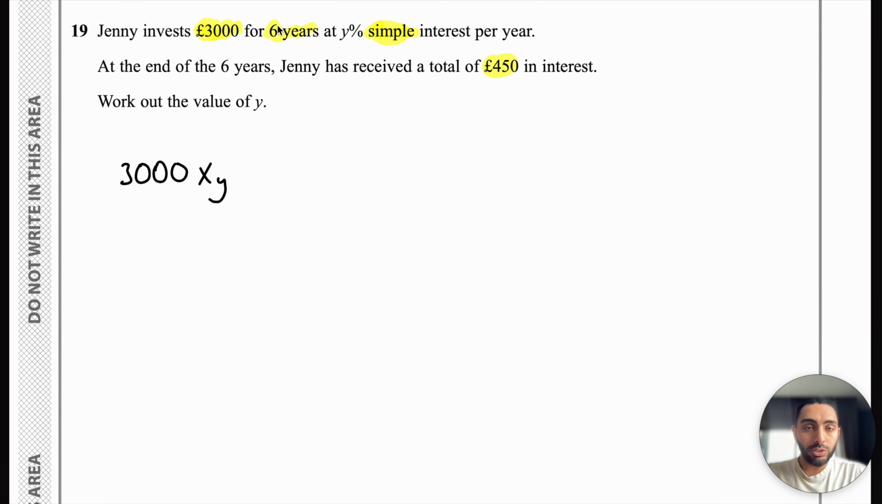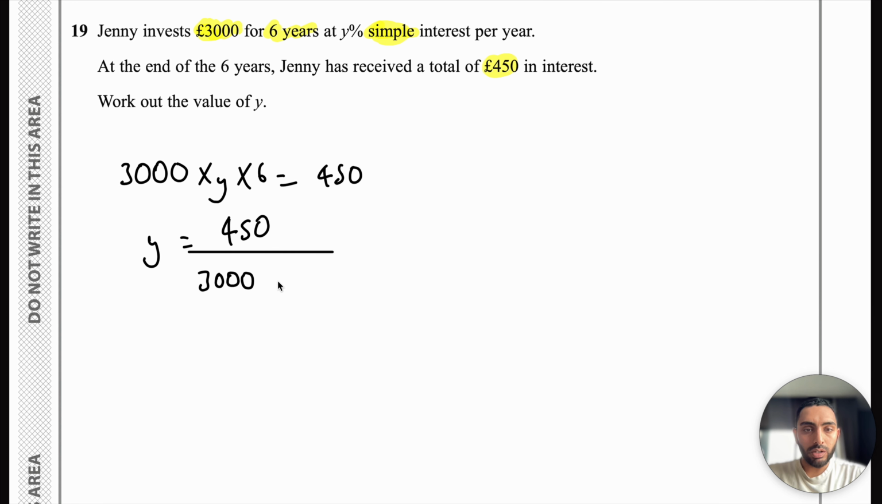If we want to find out how much he's earning for 6 years, we'd just multiply this by 6, and that would equal 450. We just need to solve this. Everything on the left-hand side is being multiplied by 3,000 and by 6. So I'm going to divide by 3,000 and by 6. So I'm doing y is equal to 450 divided by 3,000 times 6.